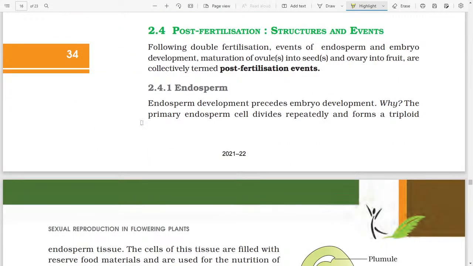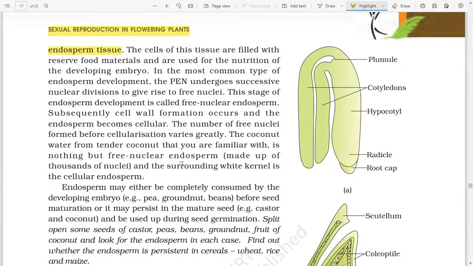Post-fertilization structures and events. Following double fertilization, the events of endosperm and embryo development, maturation of ovules into seeds, and ovary into fruit are collectively termed post-fertilization events. Endosperm. Endosperm development precedes embryo development. Why? The primary endosperm cell divides repeatedly and forms a triploid endosperm tissue. The cells of this tissue are filled with reserve food materials and are used for the nutrition of the developing embryo.